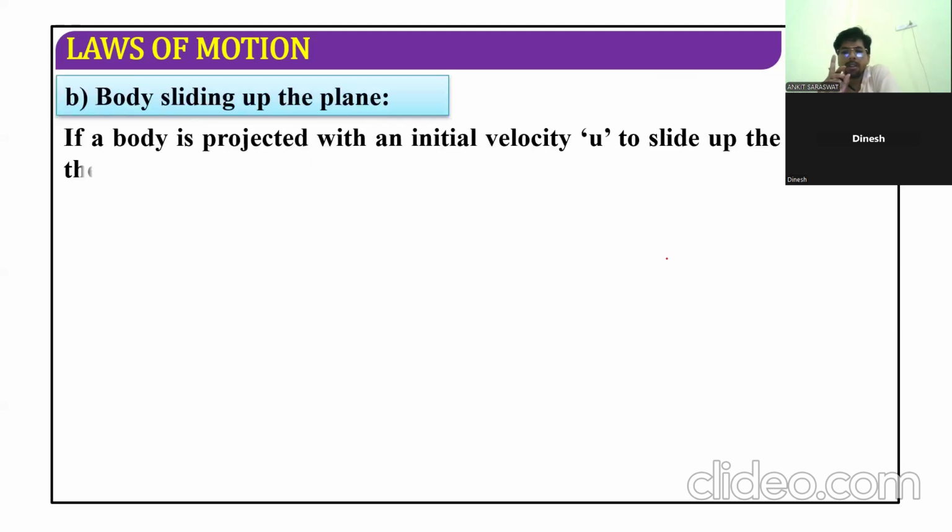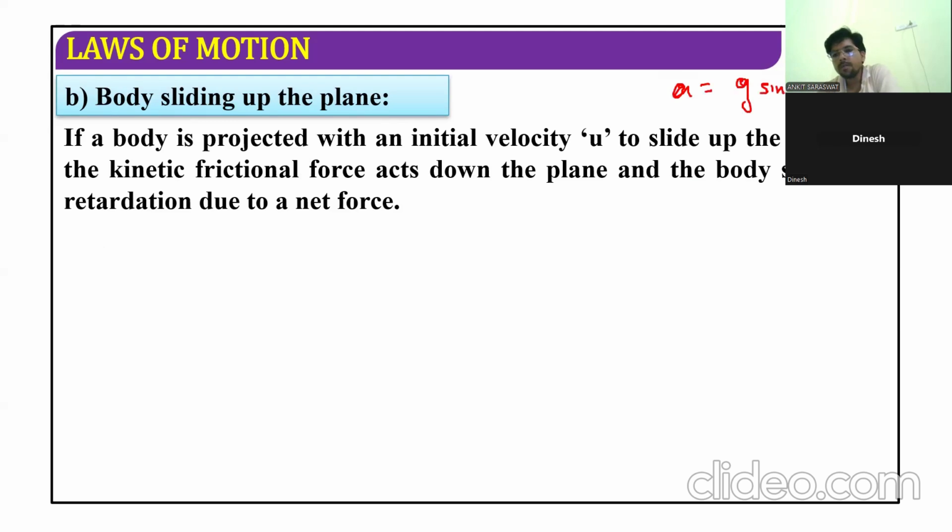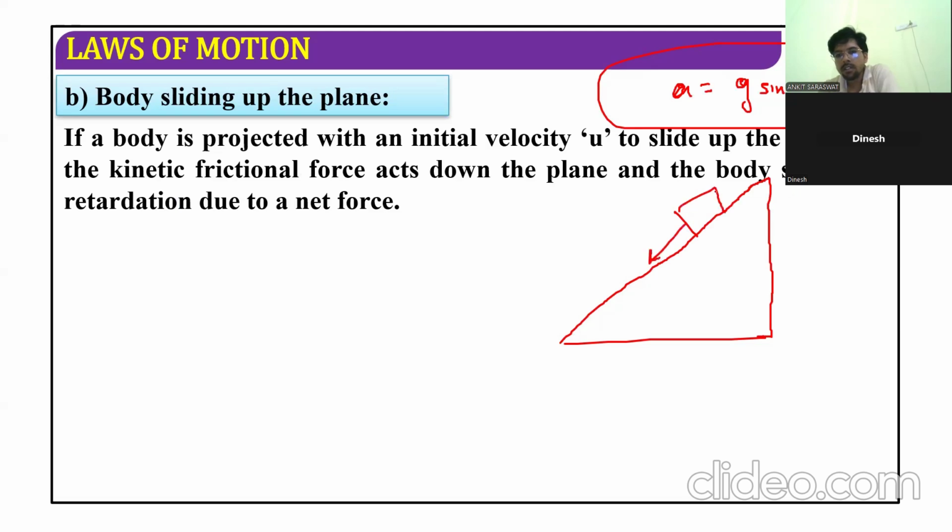Learn only one formula. When the inclined plane has an angle more than the angle of repose, the acceleration when the body is going down is a equal to g sin theta minus mu k g cos theta. This is very important. If the body is going to slide down the plane, down the plane means it is coming down, then the acceleration formula will be this.